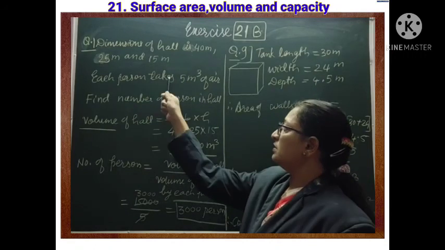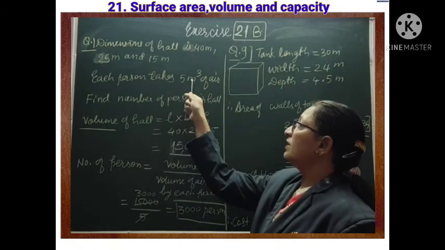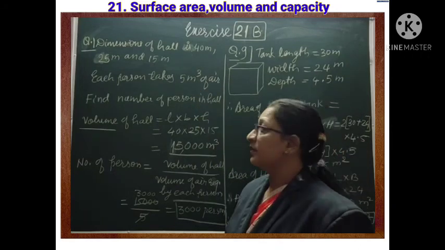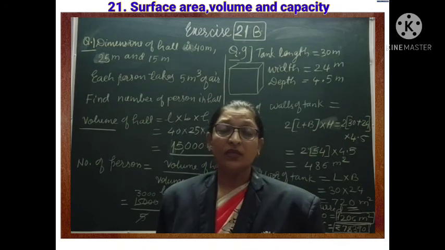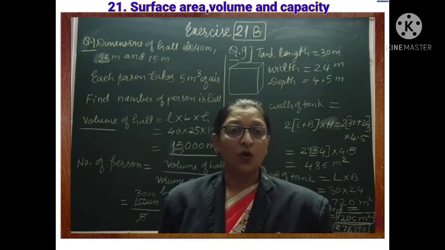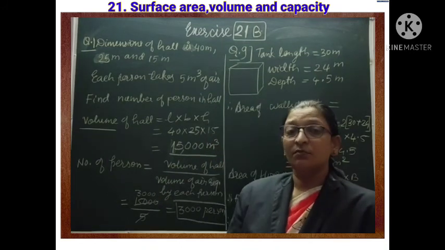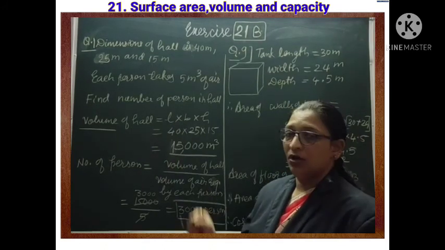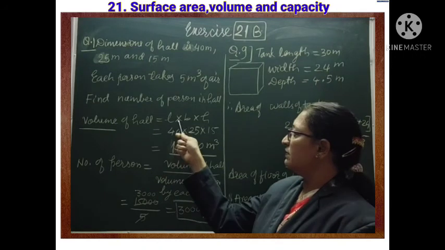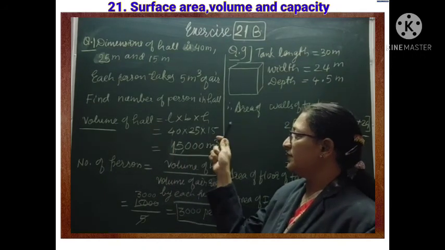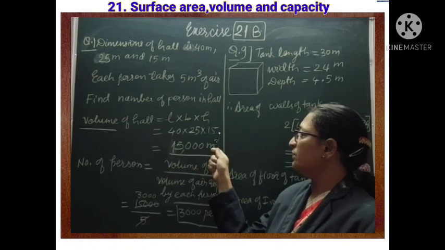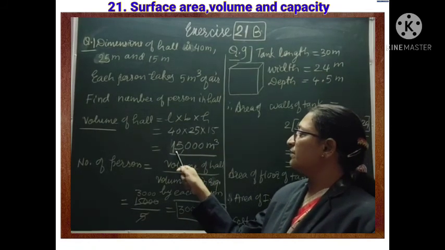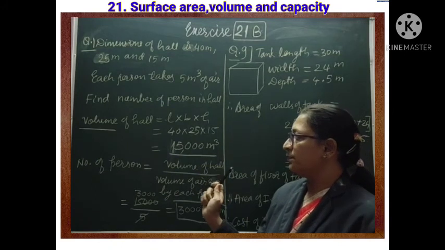If each person sitting in the hall takes 5 meter cube of volume of air, then we have to find out how many persons are sitting in the hall. For calculating the number of persons, first we have to calculate the volume of the hall. So volume of hall is equal to length into breadth into height, that is 40 into 25 into 50. The product of these three numbers is 15,000 meter cube.